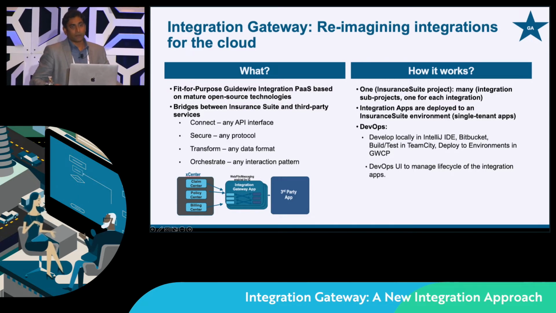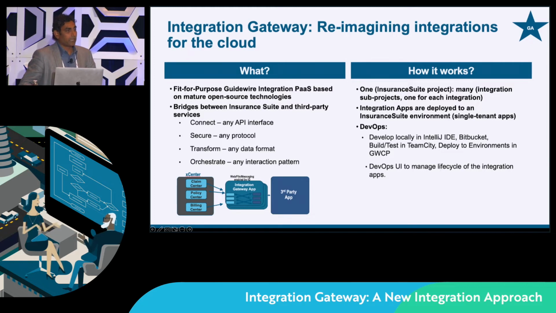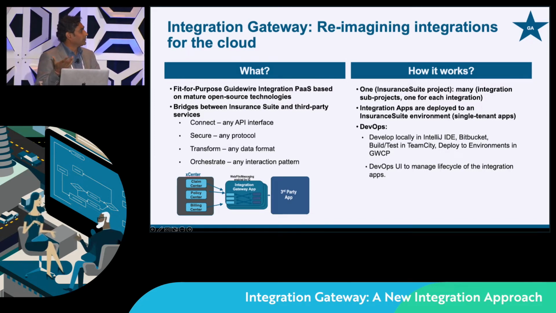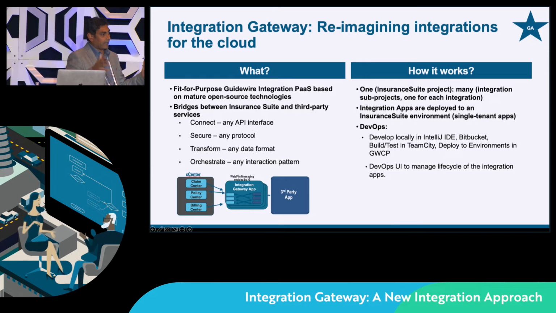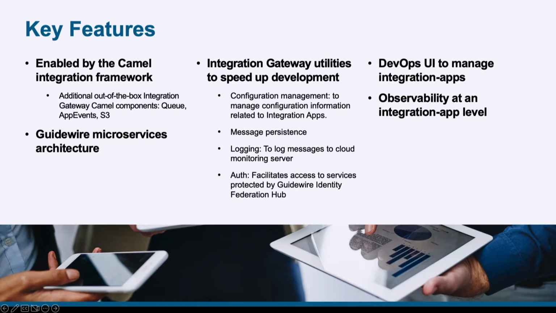What you do is you develop locally in your IDE, we call it intelligent IDE. Once you do that, you commit to your repo, and that kicks off the build and validation and everything, and then it's deployed as a single tenant app in your environment, right? So you can see that the DevOps lifecycle is very aligned with how you've been working with IS. By the way, I might use integration gateway and IG interchangeably. We call it IG passionately within Guidewire, so I'm kind of used to that.